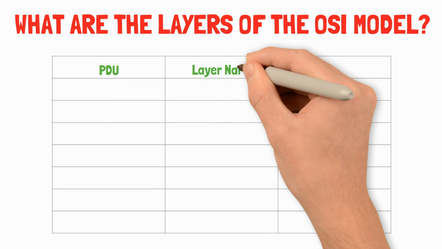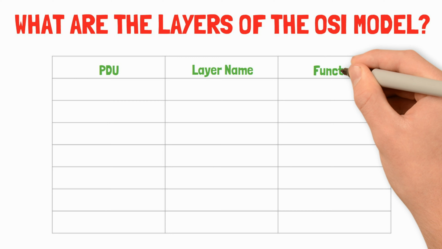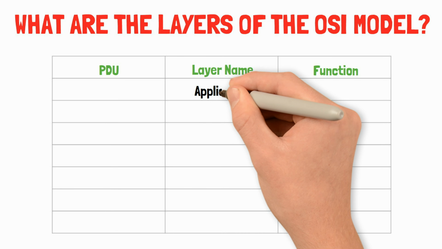Next we have the layer name, which is simply the name of the layer, and last but not least is the function. This is going to elaborate on what each layer does and what function it performs. So what I'm going to do here is actually fill in the layer name and the functions first, then at the end of that we'll come full circle and fill out the PDU side as well. Alright, so the first layer is the application layer.